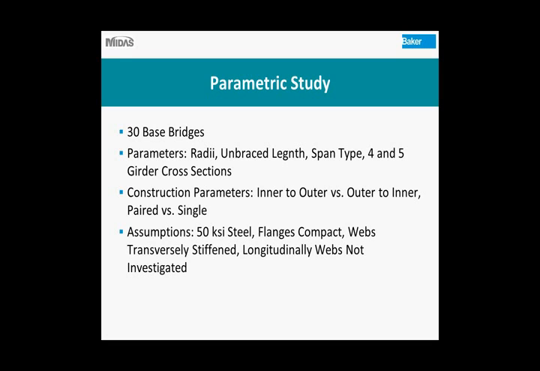There are a couple of assumptions we made. One, we assumed that everything was 50 KSI steel. We assumed that all flanges were compact. We assumed the webs were transversely stiffened. And we did not look into having longitudinal stiffeners in our webs.